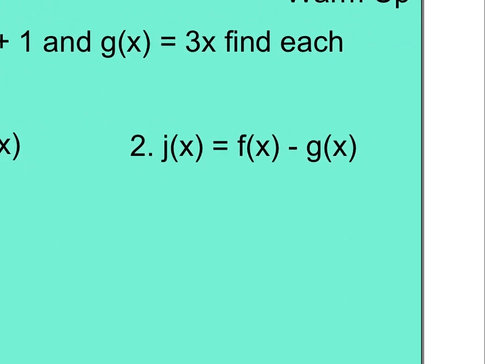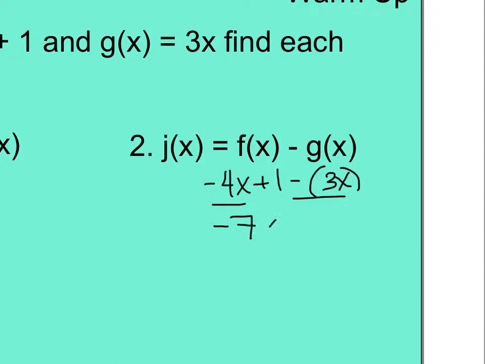Moving over to number 2, this time instead of adding them, we're subtracting them. Remember, with subtraction, that does mean we need to put parentheses around the second part. So f of x is again negative 4x plus 1 minus g of x, which is 3x. So I have negative 4x minus 3x, so that's going to make negative 7x this time. Nothing to add to the 1 or to subtract from it, so plus 1. So j of x equals negative 7x plus 1.